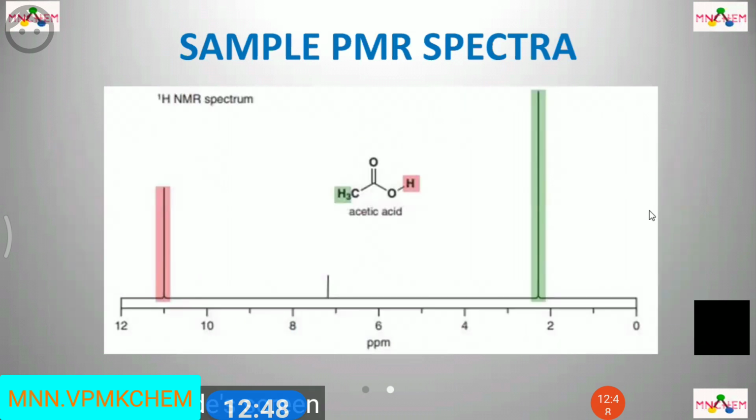Another example is acetic acid. Here, in acetic acid, we get two signals. One is for the 3 methyl protons, which are attached to the carbonyl group, and the signal is slightly downfield as compared to aliphatic methyl groups, and it is around 2.1 to 2.2 delta. Whereas the acidic proton gives a signal around 11 delta.